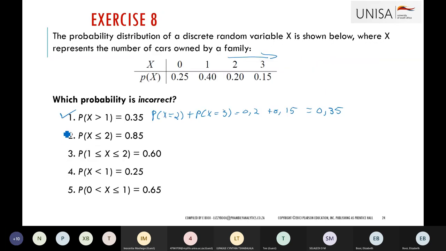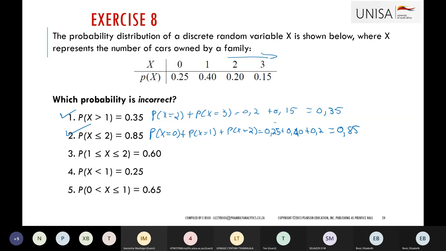Let me just do 8 altogether. So the probability that x is less than or equal to 2, or x is at most 2, is given by the probability that x is equal to 0, because it is less than or equal to 2, so it will include 0, plus x is equal to 1, plus the probability that x is equal to 2. That will be 0.25 plus 0.40 plus 0.2, which is 0.85. Which means that is correct.